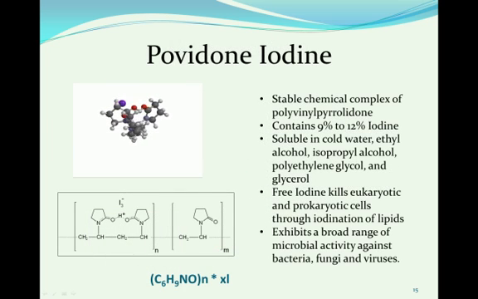Povidone iodine is a stable chemical complex of polyvinyl pyrrolidone. It is soluble in cold water, ethyl alcohol, isopropyl alcohol, polyethylene glycol, and glycerol, and exhibits a broad range of microbial activity against bacteria, fungi, and viruses.